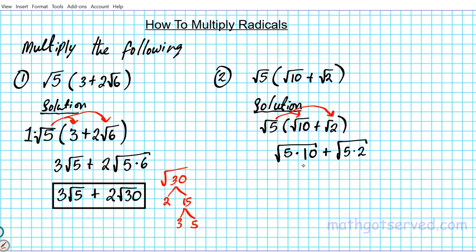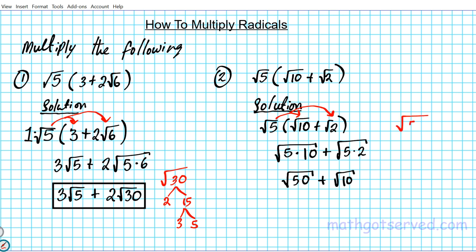Let's simplify that. So 5 times 10 is 50. So we have the square root of 50 plus the square root of 10. All right, let's go ahead and simplify root 50. Let's see if we can break that down. Looks like we can simplify that.